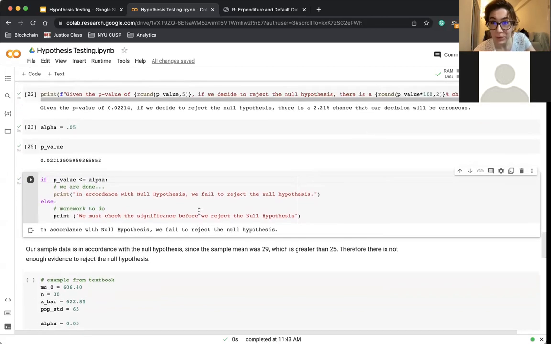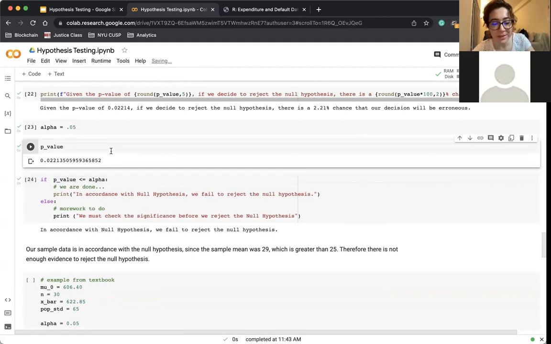Random question about Python. Is there an undo button? Like in all the other Google things? Yeah, when you're in the cell itself. Let me do plus test.